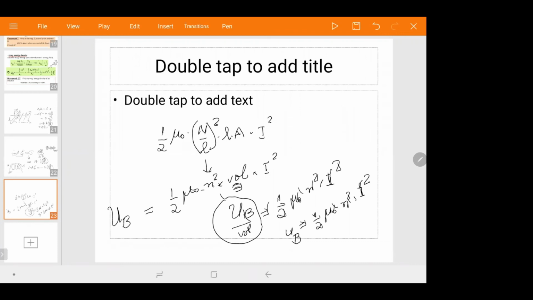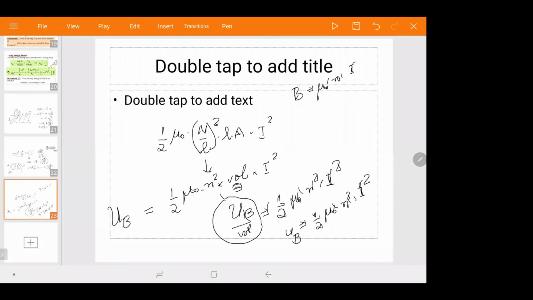Not magnetic flux, magnetic flux density B. B equals mu0 n times I.